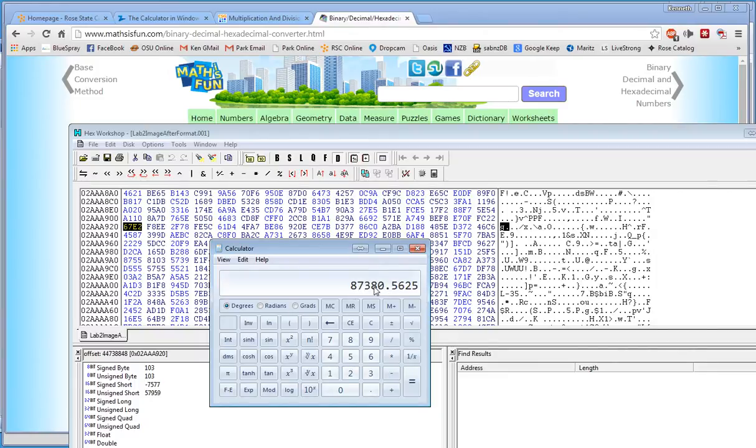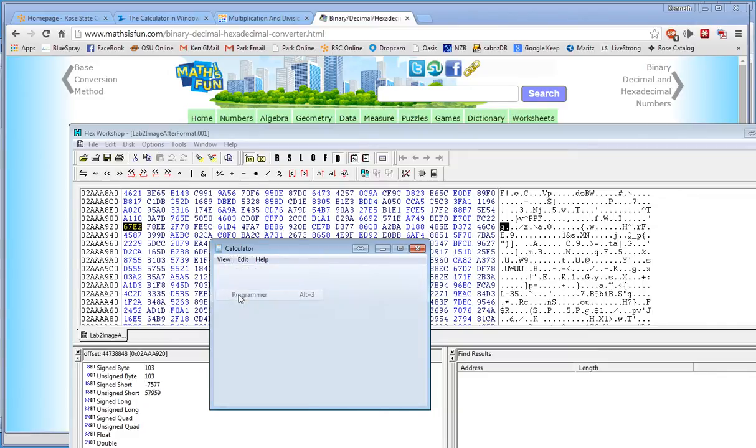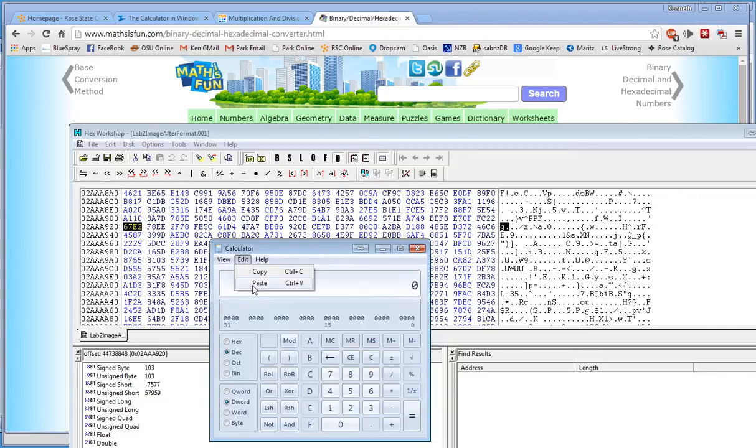87380, see that's the sector, plus that's a little part of another one. So I'm just going to type 87380. So I got rid of the decimal. Then I'm going to multiply it times 512. That gives me a very large number. Now I'm going to copy this and watch what happens. I'm going to go back to the programmer mode and paste that number back in. Now I'm going to convert that to hex.